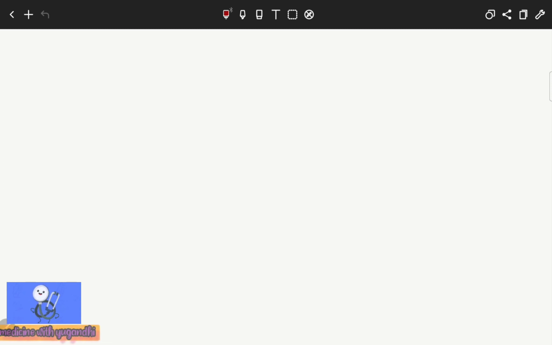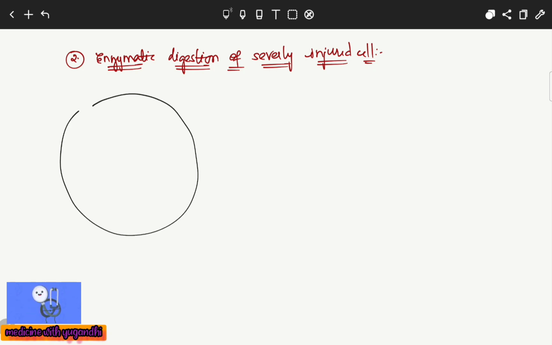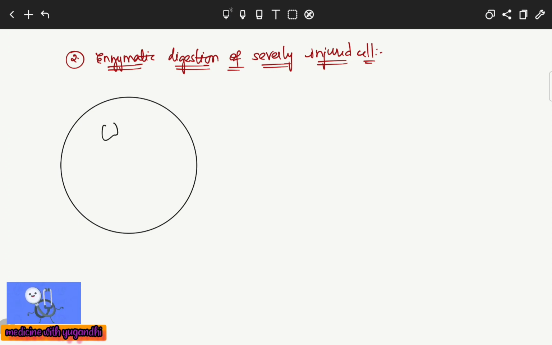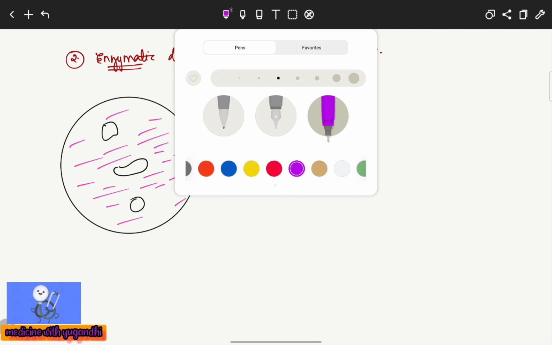So coming to the second change, enzymatic digestion. Enzymatic digestion of a severely injured cell. Let us keep this as a cell. Within that reside the nucleus, the mitochondria, the Golgi apparatus and the lysosomes. These cell organelles reside in the cytoplasm. Of course, you all know that the cytoplasm takes the eosinophilic stain and the nucleus takes the basophilic stain.